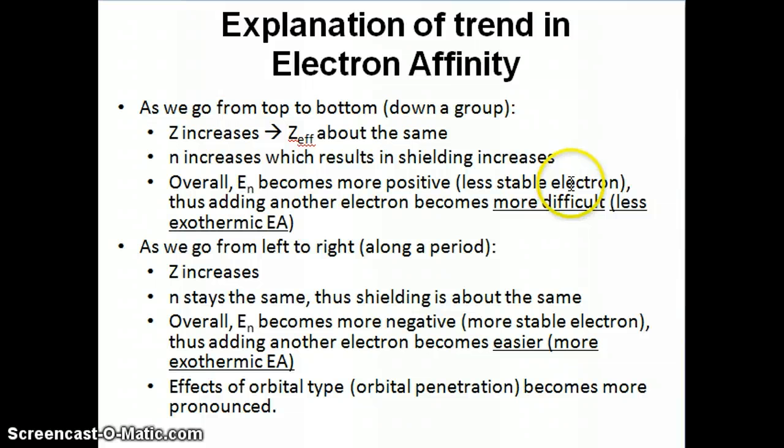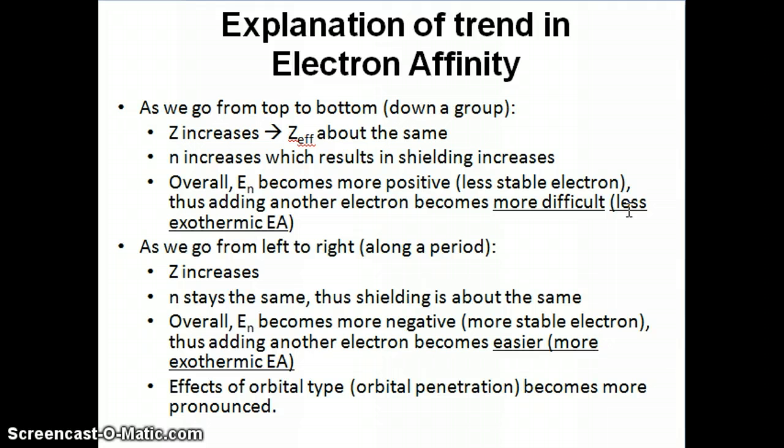Now we want to get into the specific part about electron affinity, because electron affinity means adding an electron. If your electron is not as stable, adding another electron has to be difficult, because the electron that you already have is not that stable. So trying to add another one should be difficult. If it's difficult, that means your electron affinity energy should be less exothermic.